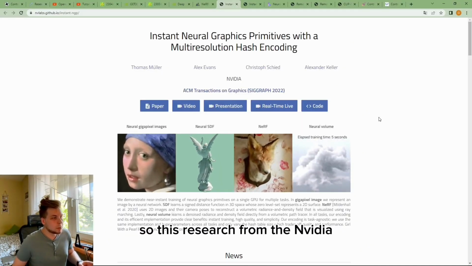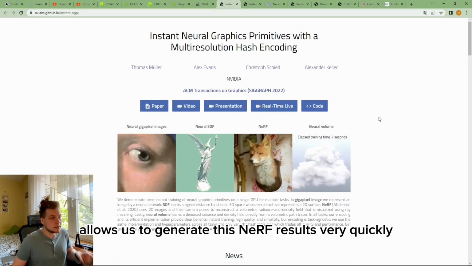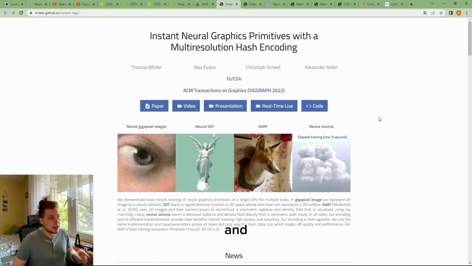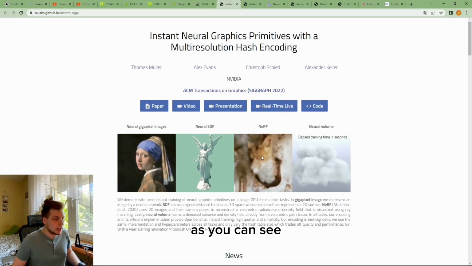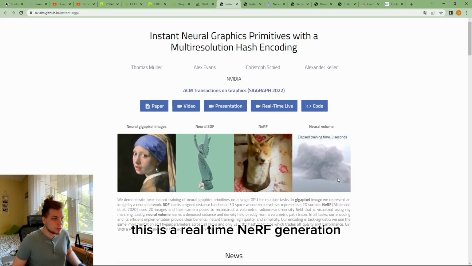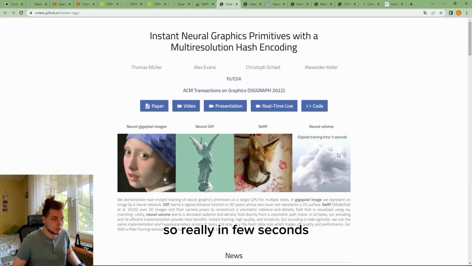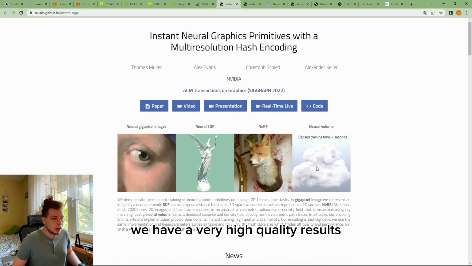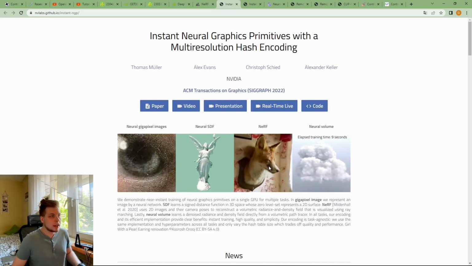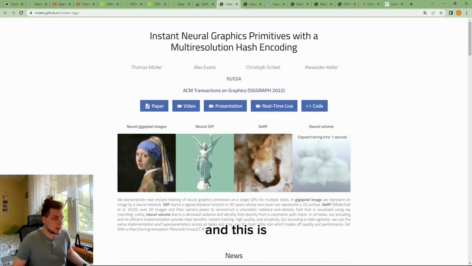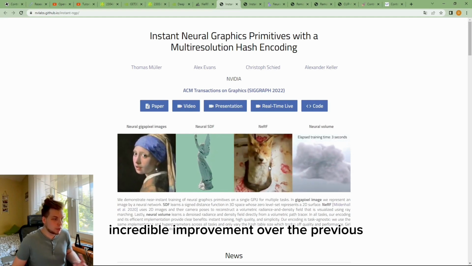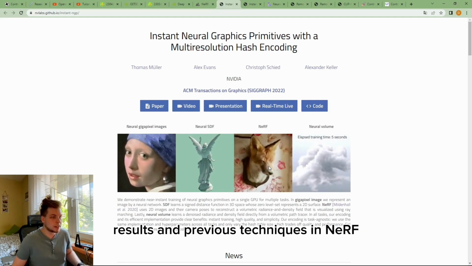So this research from NVIDIA allows us to generate these NeRF results very quickly. As you can see, this is a real-time NeRF generation. So really in a few seconds, we have very high quality results. And this is an incredible improvement over the previous results and previous techniques in NeRF.